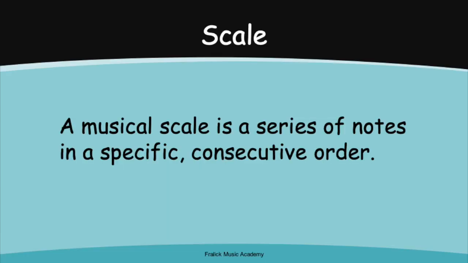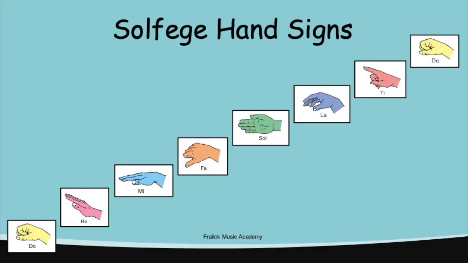A musical scale is a series of notes in a specific consecutive order. And now for your new note. It's T. T looks like you're pointing upwards because T wants to go to the next note up, which is high do. Now let's take a look at all the hand signs to see where T and high do stack up. Do you notice that do is the lowest and high do is the highest? After high do, the stair steps will repeat all over again.